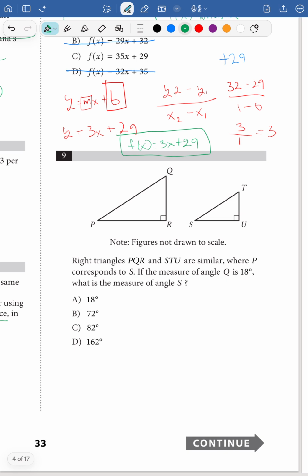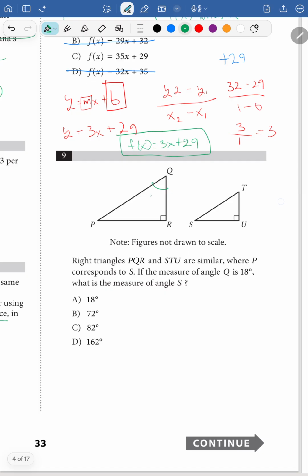P corresponds to S. So, what is this saying? This is saying that the triangles are similar. The measure of angle Q right here would be 18 degrees.